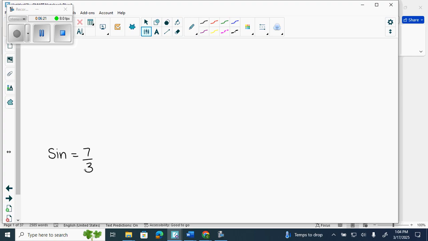First off, that's not possible. Sin equals 3 over 7. It has to be less than 1. Well, sin doesn't equal 3 over 7.